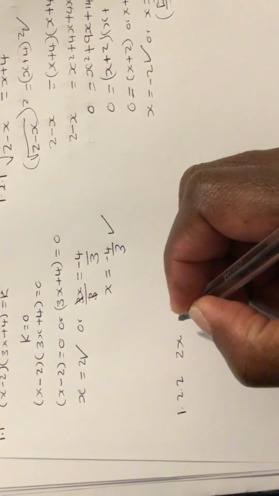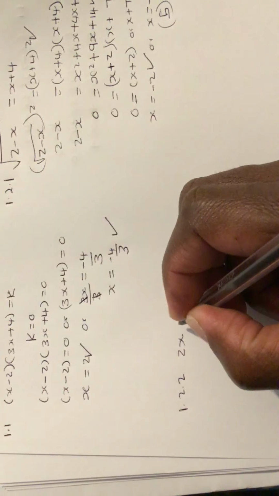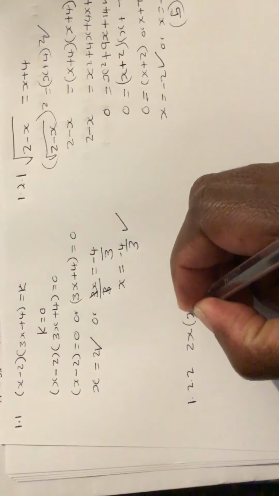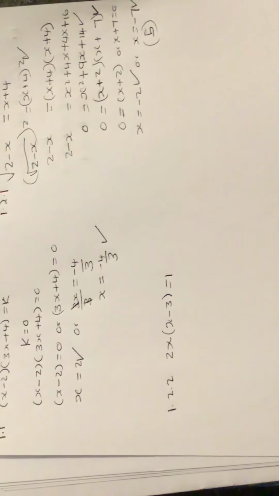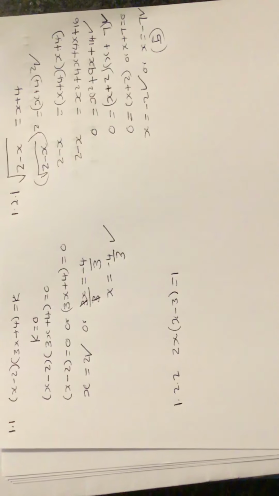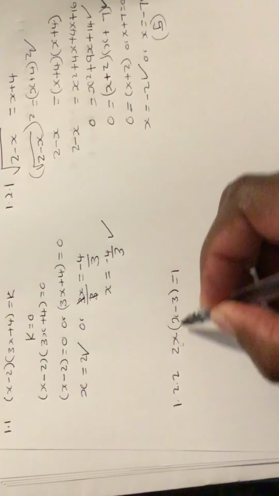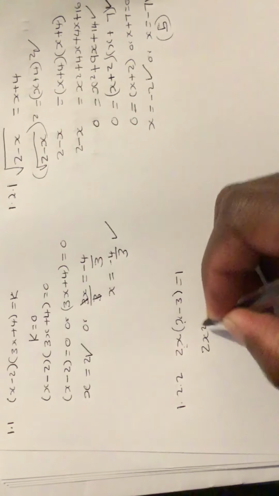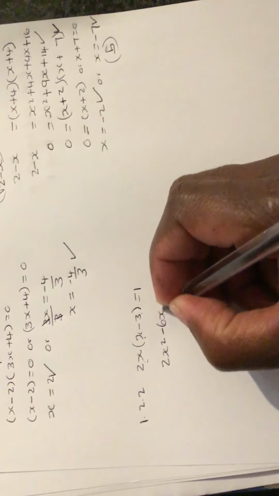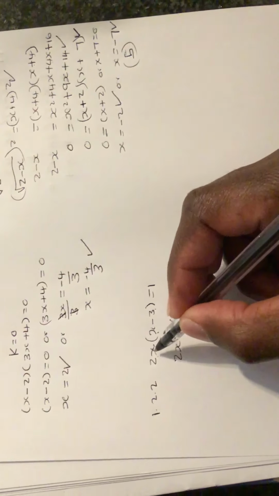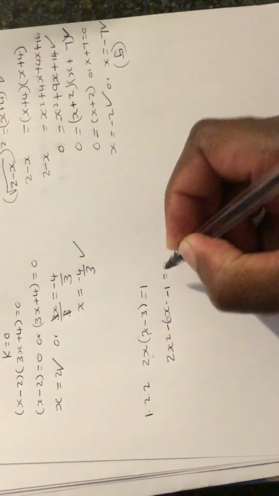So it's x minus 2, it's 2x into x minus 3 equals to 1. That is the equation. Now you multiply 2x squared, you multiply times, it's going to be 6x, then you take 1 the other side, you're going to have minus 1 equals to 0.